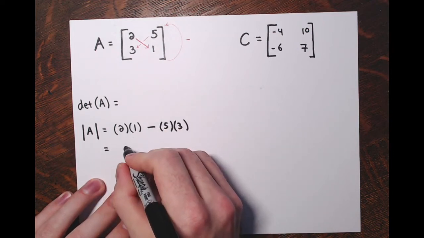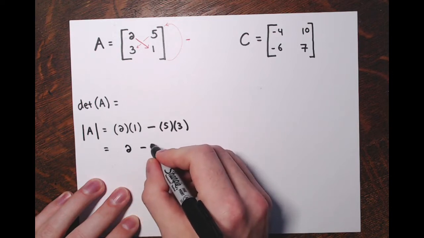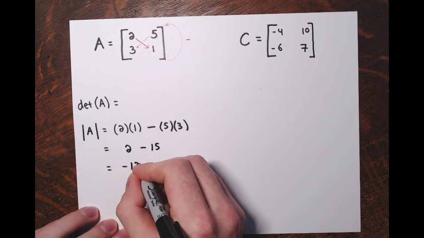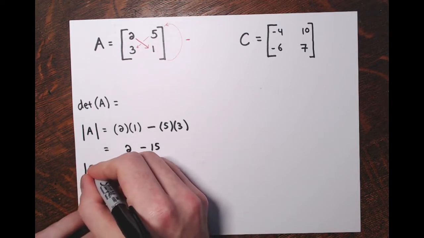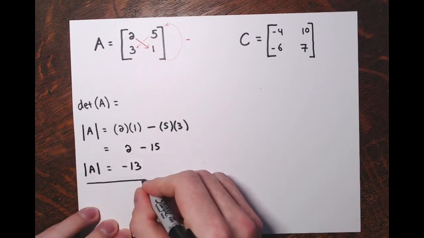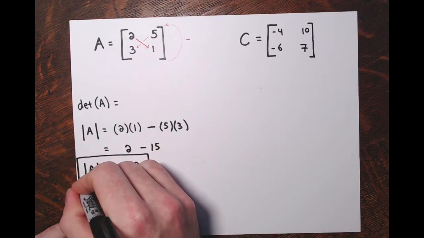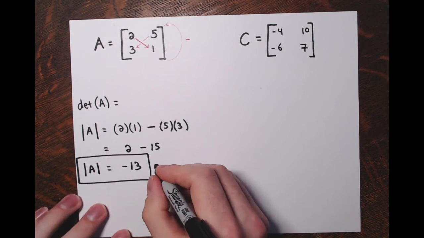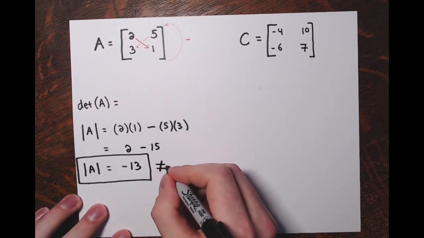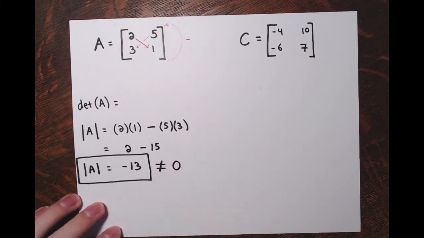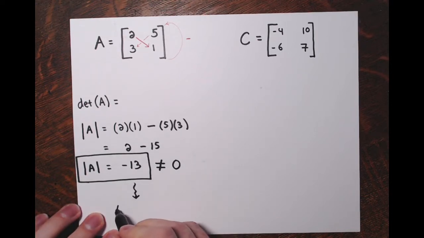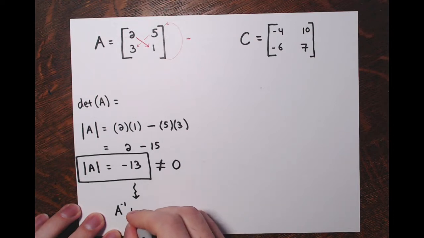Okay, 2 times 1 is 2, minus 5 times 3 is 15. 2 minus 15 is negative 13. So the determinant of matrix A here is negative 13. Now, this is not 0. Negative 13 is not 0. And that tells me that A inverse exists.